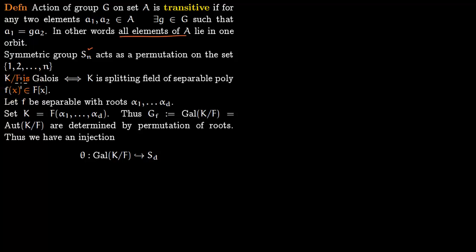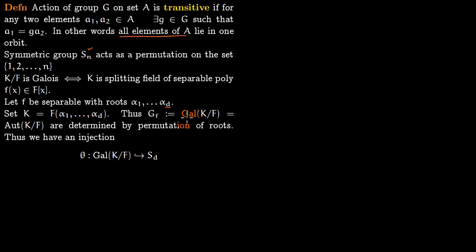So again, recall our fundamental theorem that K over F is a Galois extension if and only if K is the splitting field of some separable polynomial f which lies over this field F. So let us start with the separable polynomial, and then we will show the transitive action of the Galois group on the roots of this separable polynomial. Say you have the separable polynomial and it has roots alpha 1, alpha 2 all the way to alpha d. Now your splitting field is nothing but your base field F, and you adjoin all the roots.